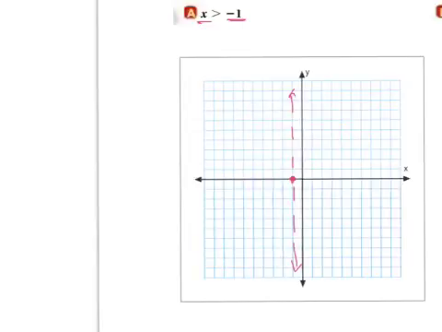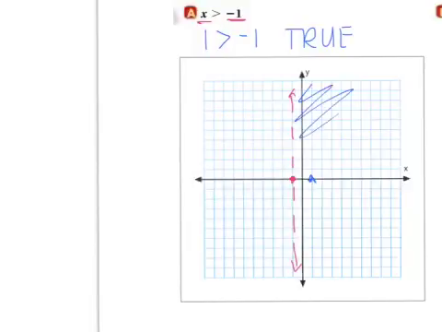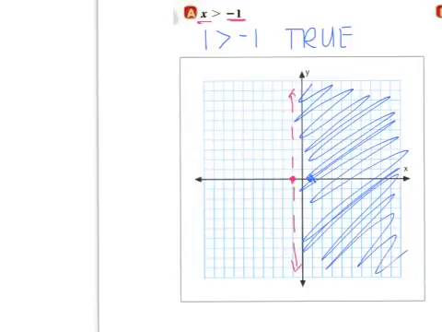Then I'm going to pick a test point on the x-axis. I'm going to pick the test point of 1. If I plug in 1 for x being greater than -1, that is a true statement. Because that is a true statement, I'm going to shade on the right side of that line, because that is the side, the point, where x is 1 is located.